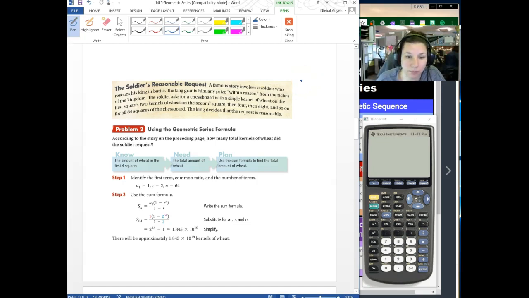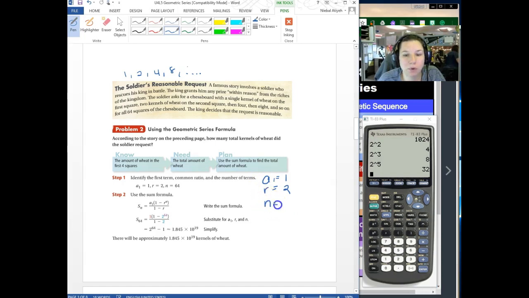to accumulate to. So using the story, our first term, he first asks for just 1 kernel, and then he is going from 1 on the first, then 2, then 4, then 8, and so on. Okay, so we can find our common ratio. So 8 divided by 4 is 2, 4 divided by 2 is 2, 2 divided by 1 is 2, so our common ratio is 2.